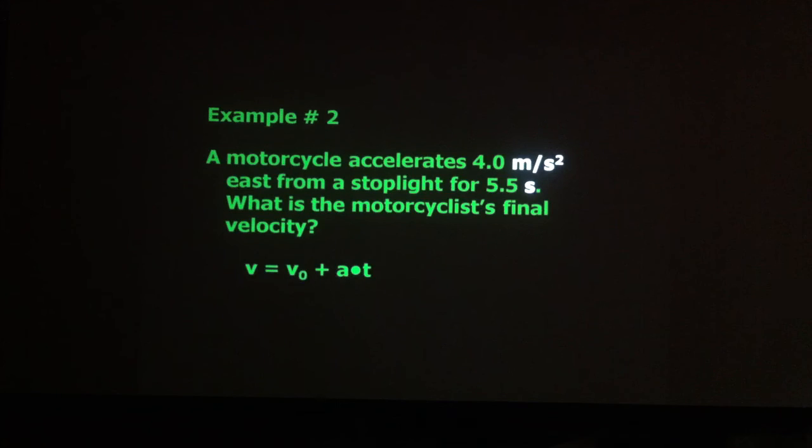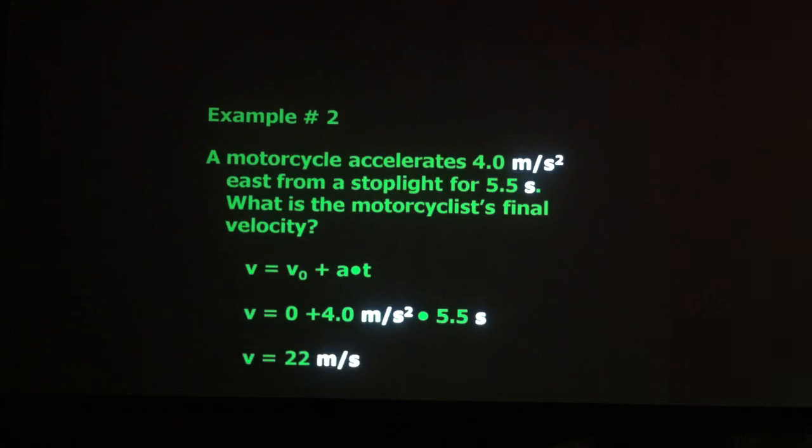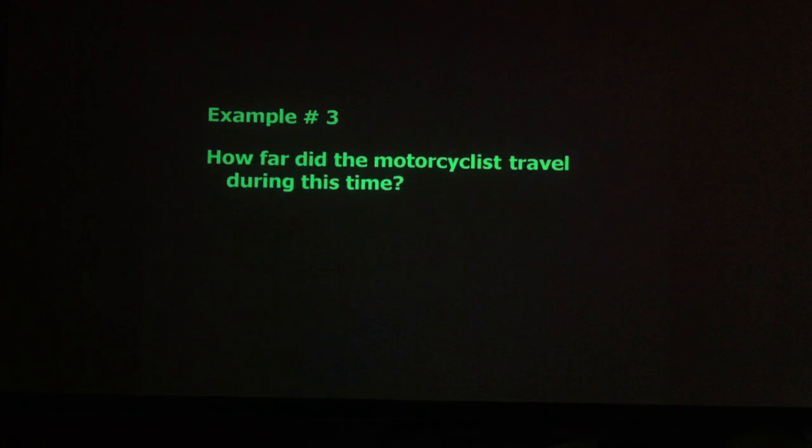0. So here's our formula we're going to choose. We're going to plug in our acceleration, 4.0 meters per second squared, times 5.5 seconds. What is our final velocity? That's right, it's 22 meters per second. Does that make sense? And yes, it does. Each second we're gaining 4 meters per second of velocity. So if we do that for 5.5 seconds, we're going to gain a little over 20 meters per second of velocity. That makes sense. And finally, how far did the motorcycle travel during this time?